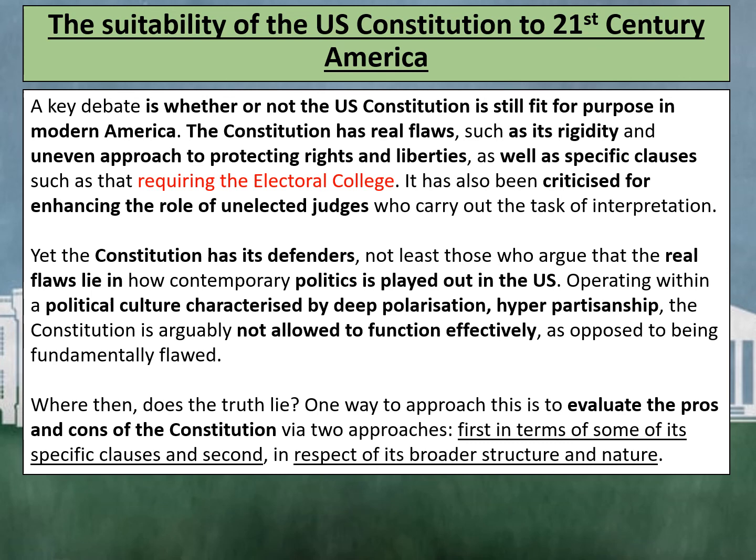Operating within a political culture characterised by deep polarisation and hyperpartisanship, the Constitution is arguably not allowed to function effectively, as opposed to being fundamentally flawed. Where then does the truth lie? One way to approach this is to evaluate the pros and cons of the Constitution via two approaches. First, in terms of some of its specific clauses, and second, in respect of its broader structure and nature.